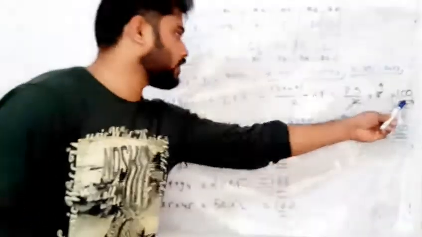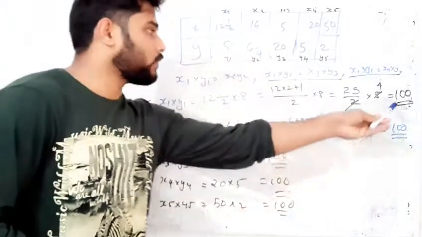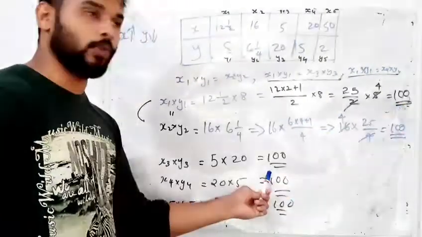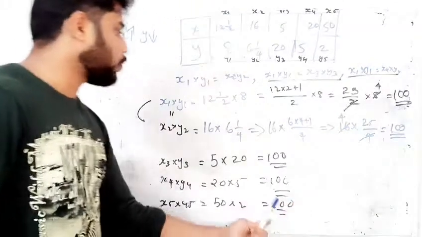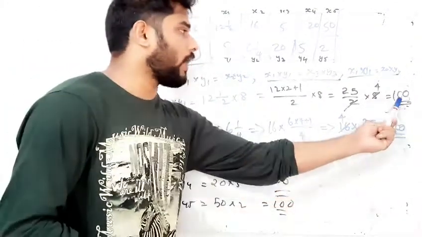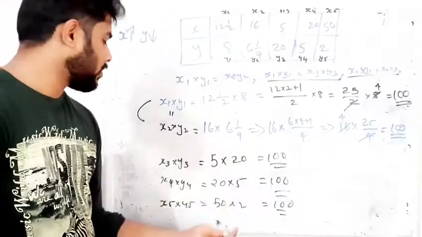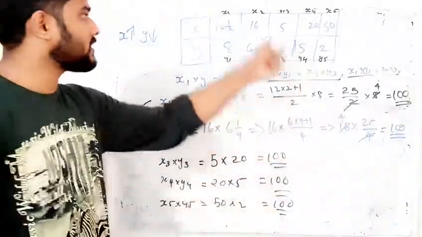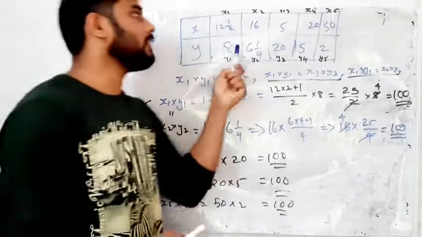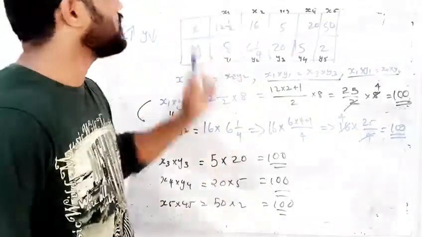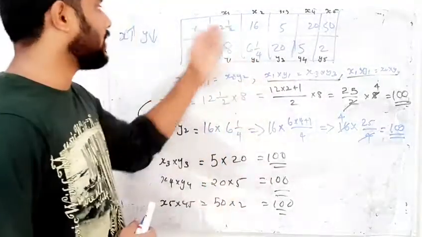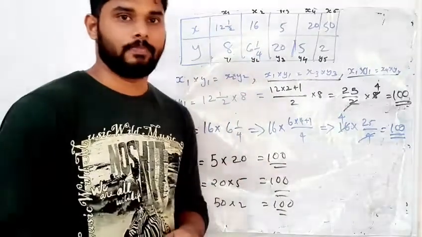That means x1 into y1, which is equal to x2 into y2, which is equal to x3 into y3, which is equal to x4 into y4, which is equal to x5 into y5. Clear? So we can say this table is inverse proportion. These variables are varying inversely.